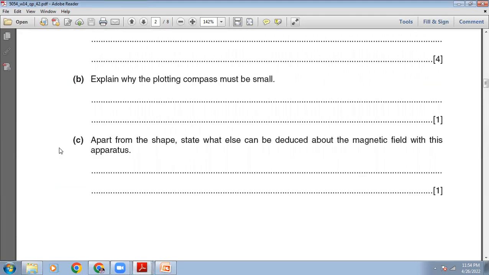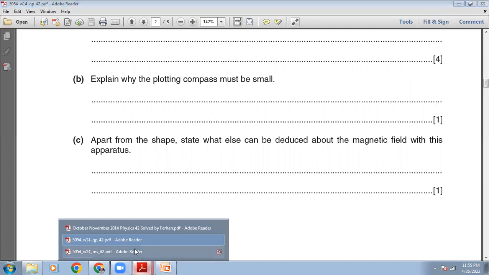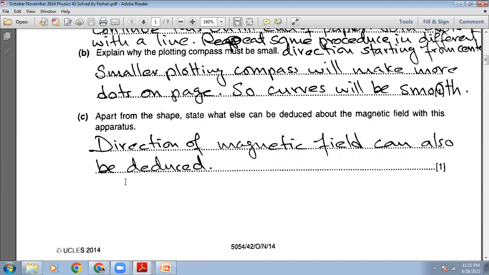So the next part. Apart from the shape, state what else can be deduced about the magnetic field with this apparatus. You can decide on the direction of the magnetic lines. You can also decide which pole is under the page, and you can also decide how the magnetic field strength is. So let me show you my answer. I have written that the direction of the magnetic field can also be deduced.